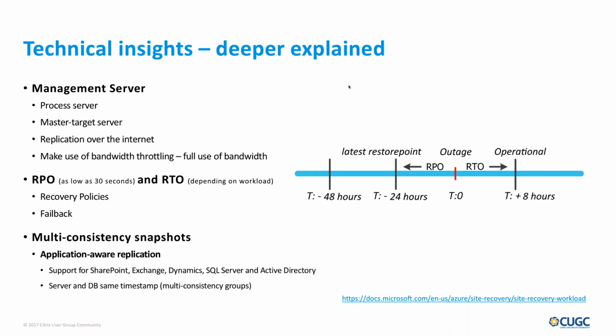The lowest configuration of the RPO is 30 seconds. So when you choose to configure 30 seconds of changes between the on-premise and the Azure recovery environment, your bandwidth is pretty high. Keep in mind to play with that and check the capacity of your on-premise environment to make sure you're not creating too much bandwidth, or you have to expand your internet connection.